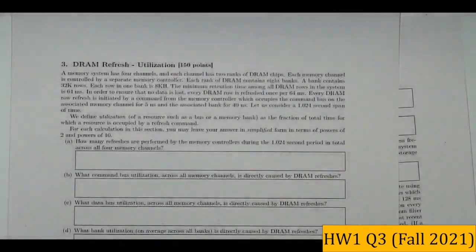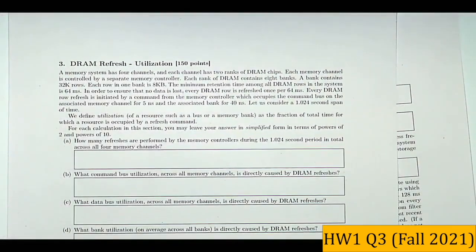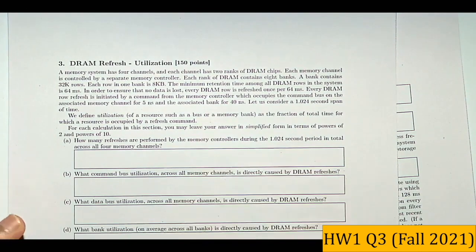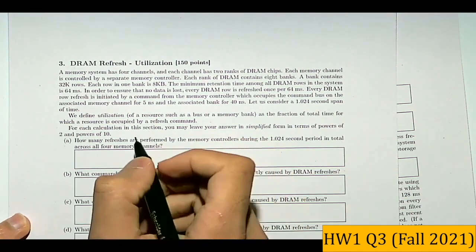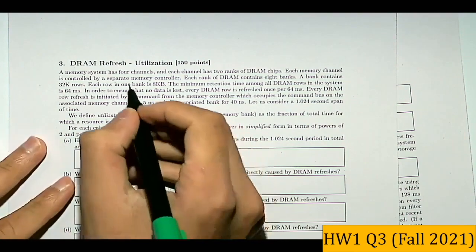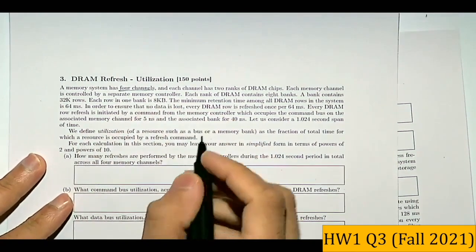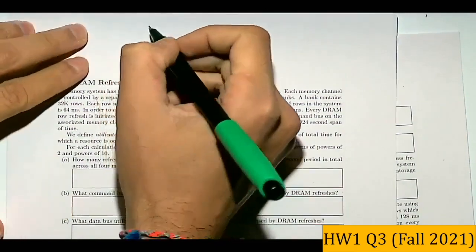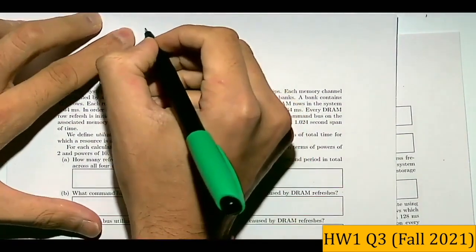So I'm going to start off with the first question here, and it's on DRAM refresh utilization. We start off with this large paragraph that describes the system that we're going to deal with. So let's go through that. Here we see that the system has 4 channels, and I'm just going to write this configuration up here so that we have it summarized.